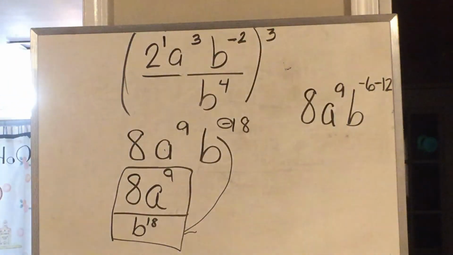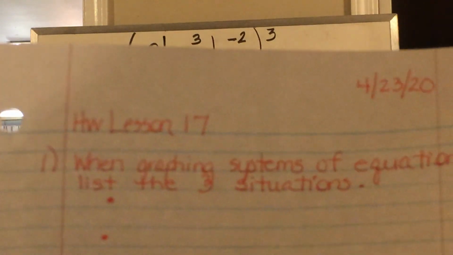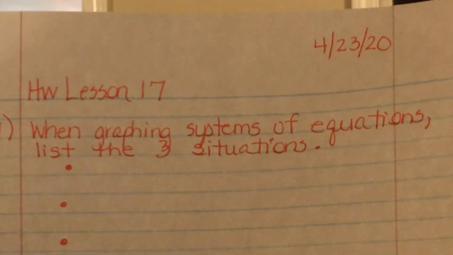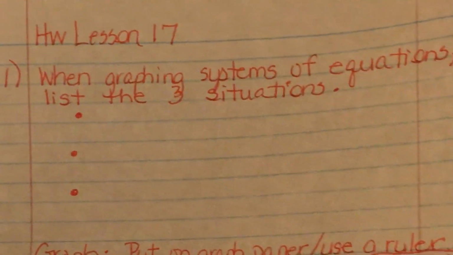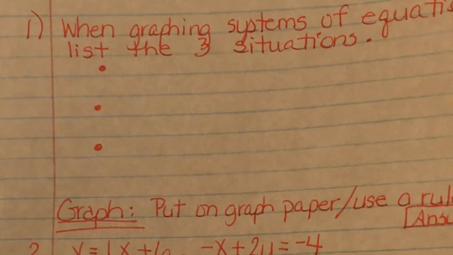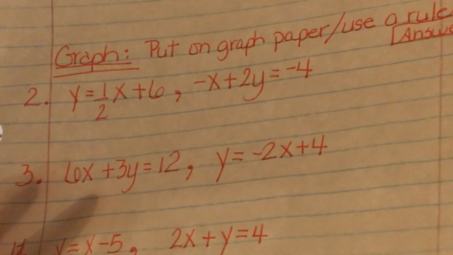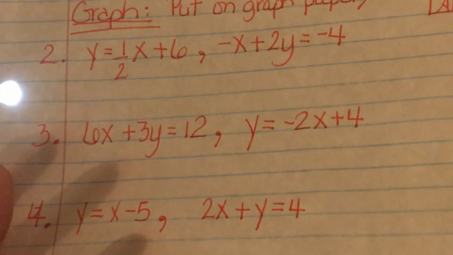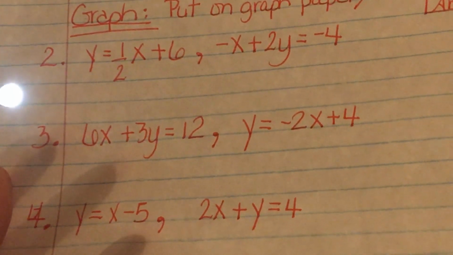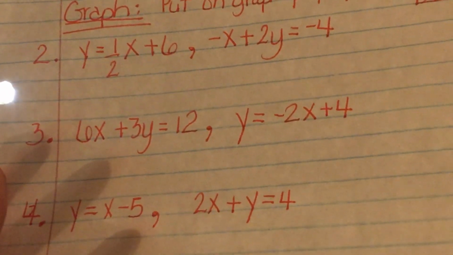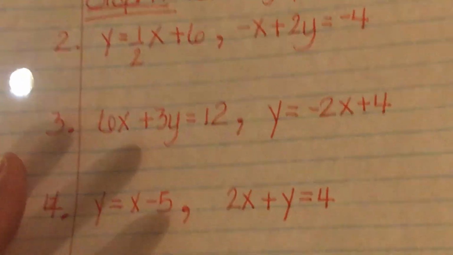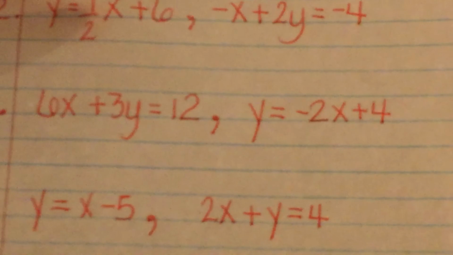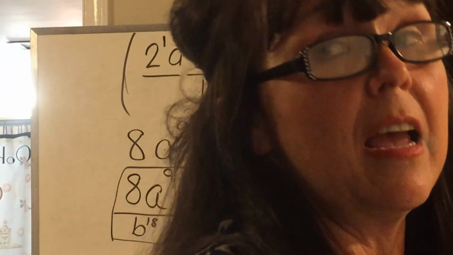Today's Thursday. It's April the 23rd. Lesson 17. The first question reads like this. When graphing systems of equations, list the 3 situations. And then I give you 3 graphs. And please use graph paper. If you don't have graph paper, use notebook paper with straight lines and hash marks that are evenly spaced apart. Okay, hope you got that. But if you didn't, guess what? I can text it to you.